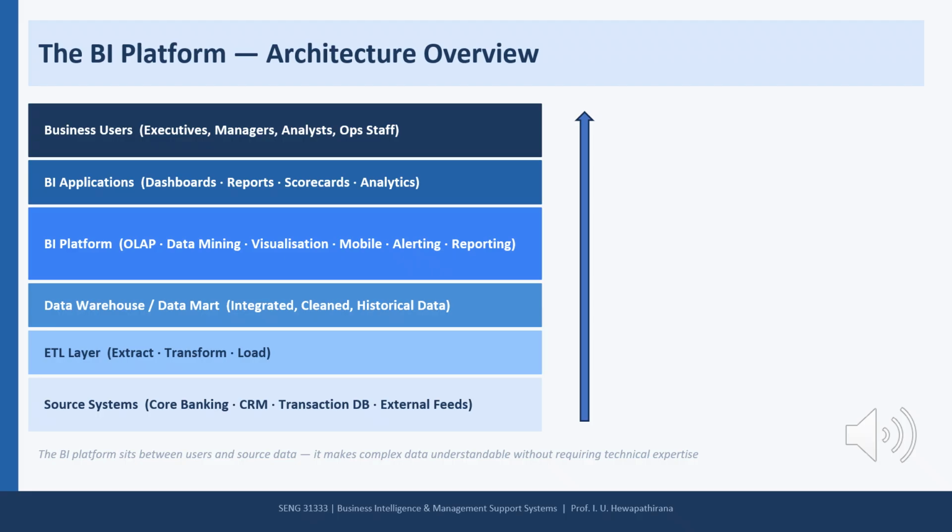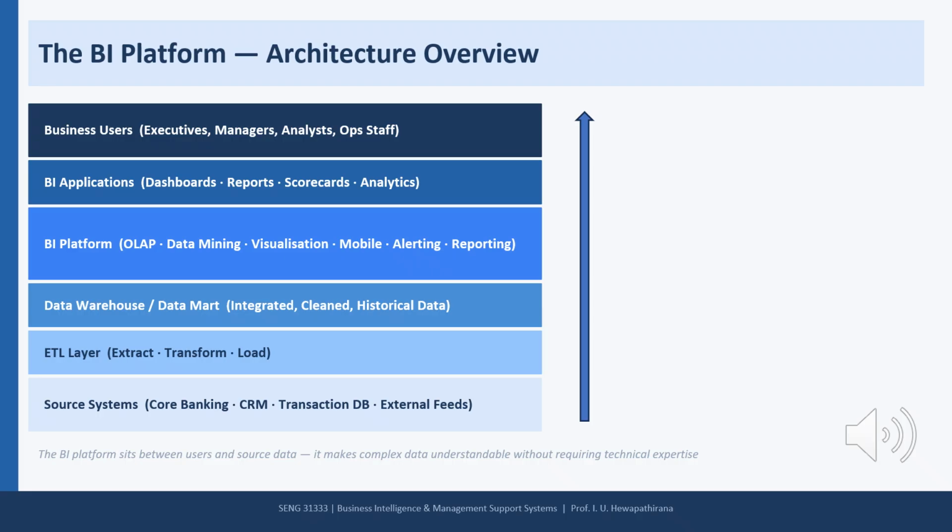Think of it as the organized library of everything the organization knows about its past. Above the data warehouse is the BI platform itself. This is the analytical engine, the layer that performs OLAP analysis, data mining, visualization, reporting, alerting, and more. We will look at each of these capabilities in the next 2 slides.